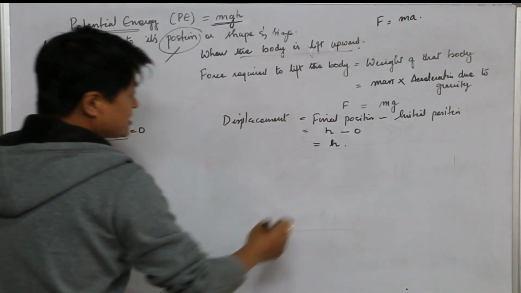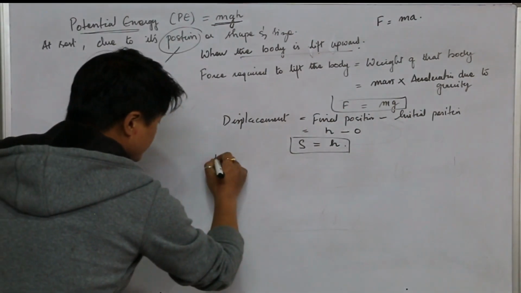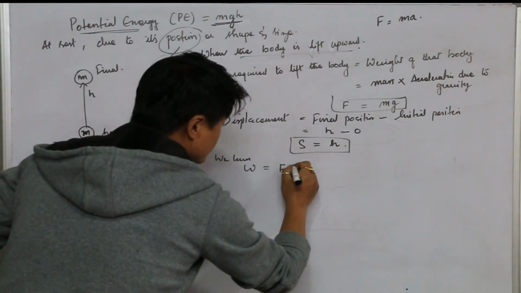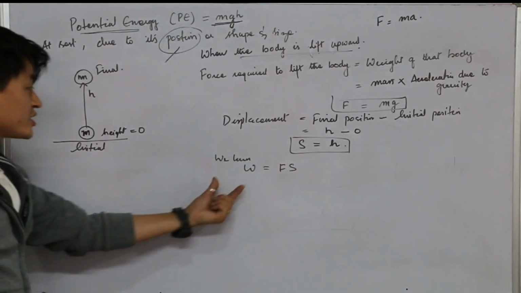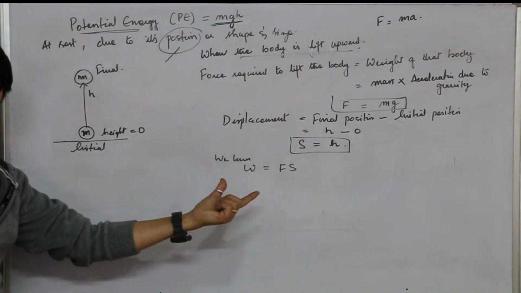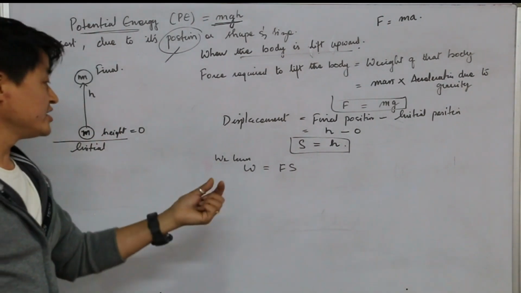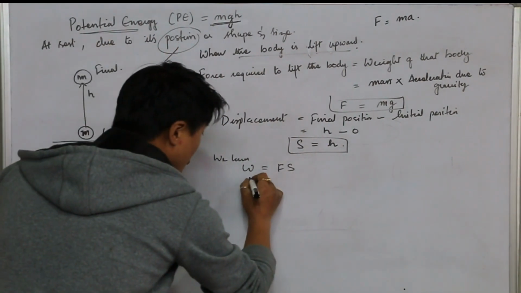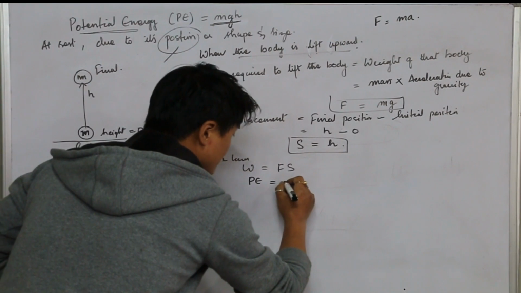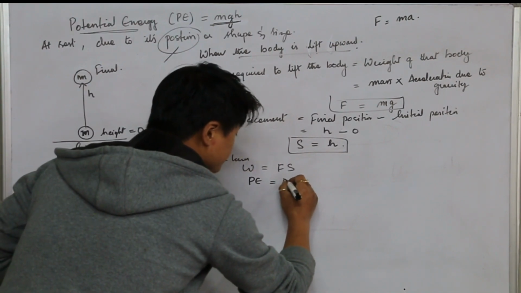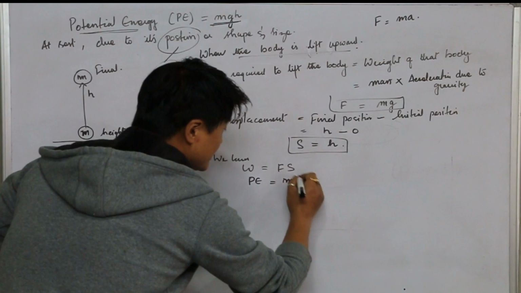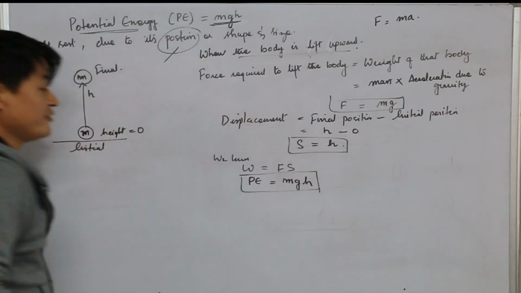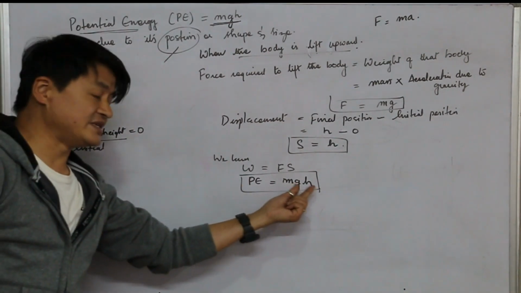From these two relations we can get, first we know work is equal to force into displacement. Work done means some energy. Energy due to its position is potential energy. So our potential energy is equal to force, which is mg, and the displacement, which is h. So this is how we get potential energy equals mgh.